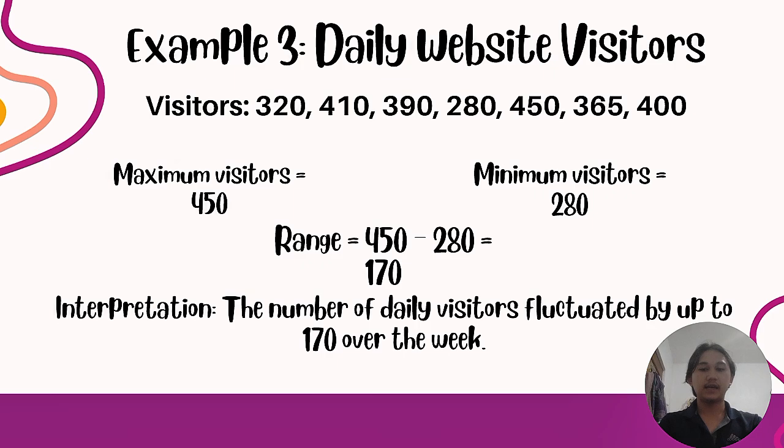Good morning, ma'am. My assigned topic was example number 3. It was daily website visitors. Now let's proceed to the interpretation. The number of daily visitors fluctuated by up to 170 over the week. Now we can get the 170, starting from getting the minimum visitors.